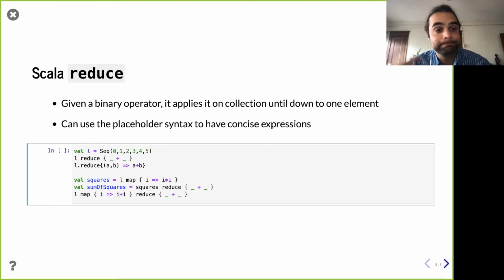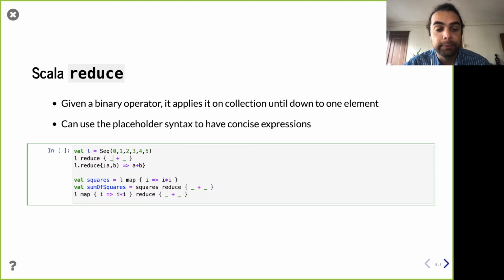So first off is reduce. What is reduce? Well, you give it a binary operator, and it keeps applying it to the elements until we're left with just one thing. For example, if we have this sequence to play with and we want to reduce it, we can say reduce. We can use those placeholders we talked about last time. These underscores act as substitutes for the variables, and each use substitutes for a different variable.